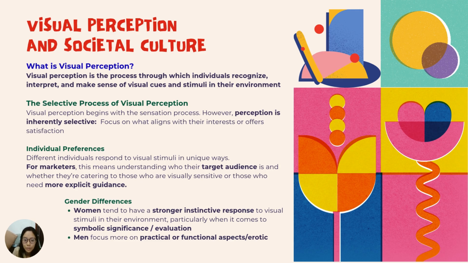And visual perception begins with the sensation process, where light enters the eye and the brain processes this light into images, as I said above. However, it doesn't stop there. Perception is inherently selective. This means individuals don't pay attention to every visual stimulus in their environment. Instead, they focus on what aligns with their interests or offers satisfaction.